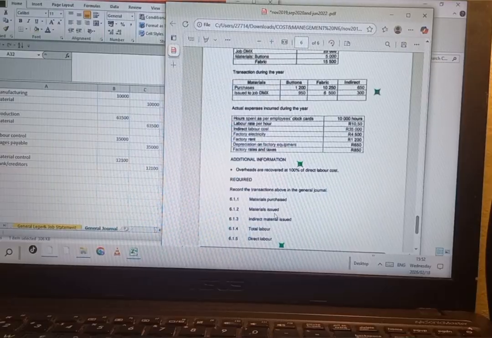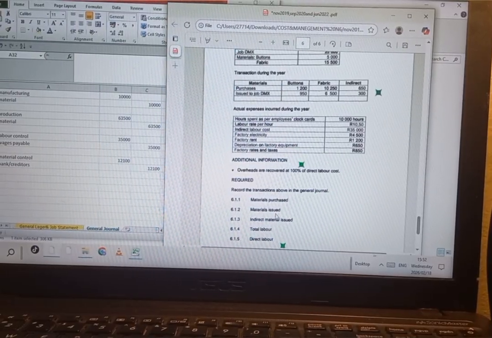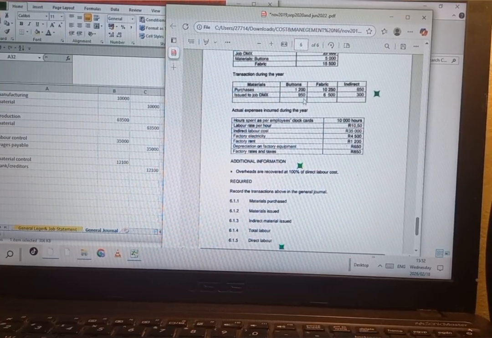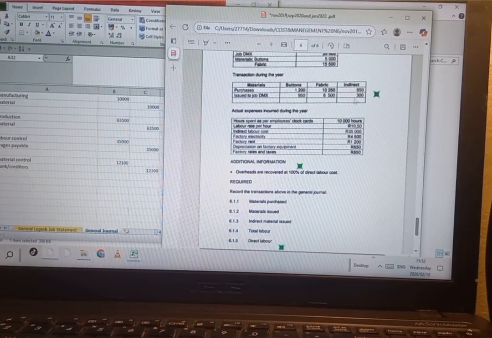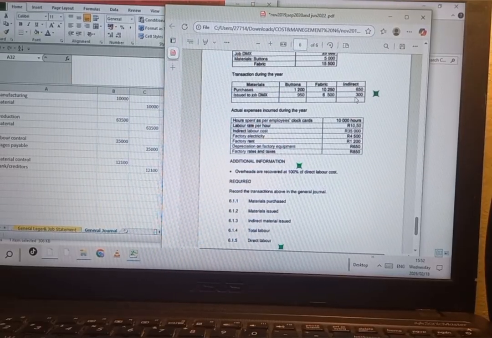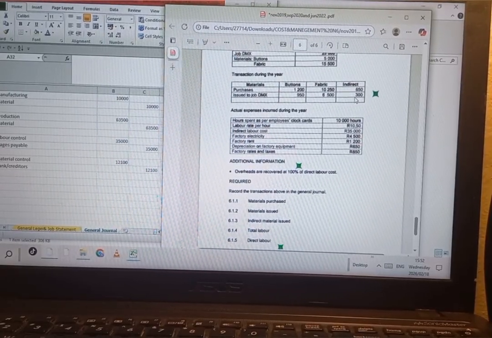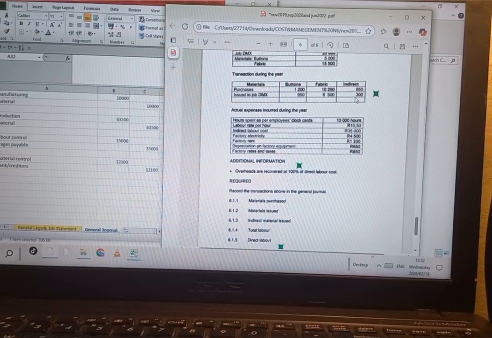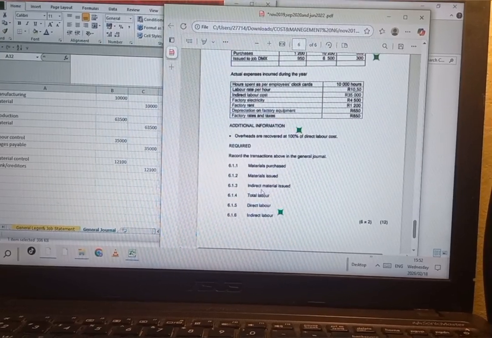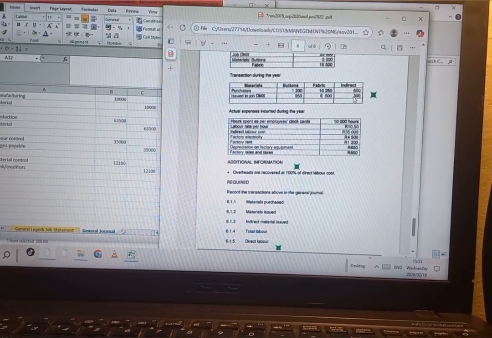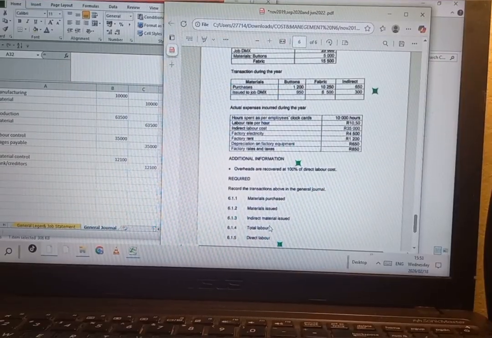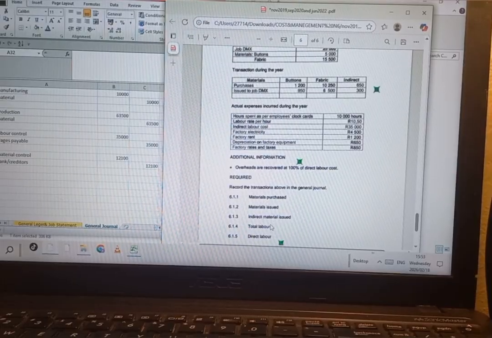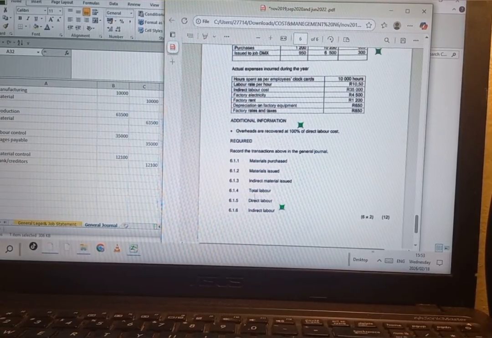6.1.2 says material issued. Material issued, as we all know by now, affects two accounts, which are production and material control. You take 900, 950 rand and also 6,500 only. You don't include the 300 because the 300 is for the indirect material issued. It will give you your total material issued, and then you close it as material issued to production. 6.1.3, indirect material issued is 300. So the account that will be debited is manufacturing, and the account that will be credited is material control, 300.